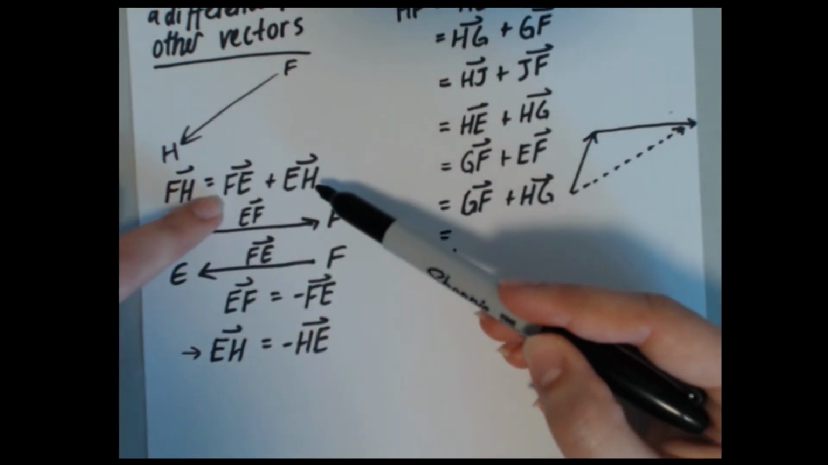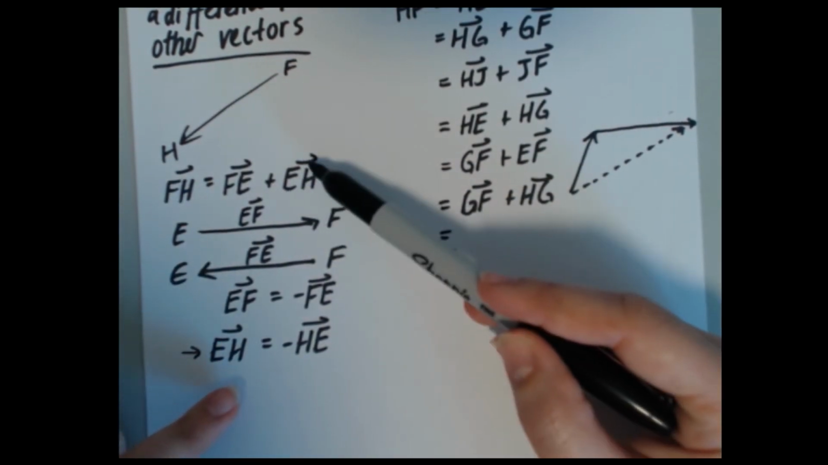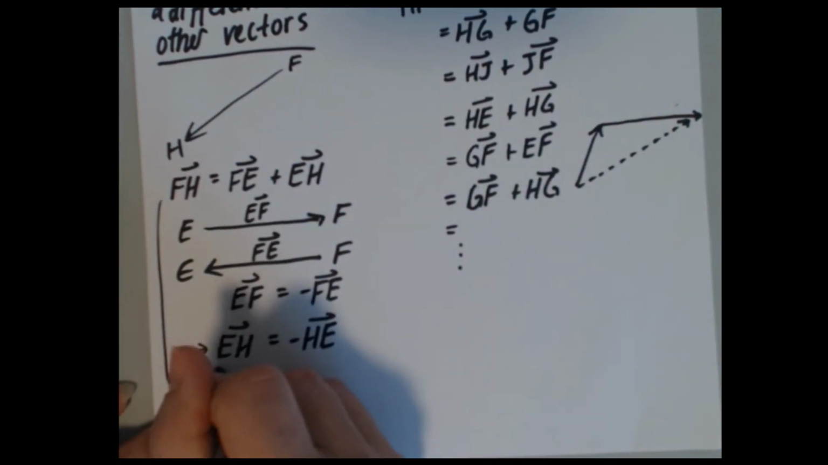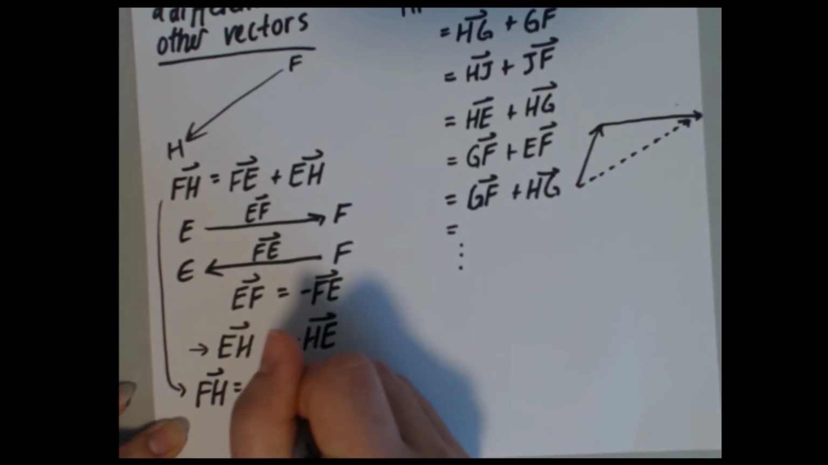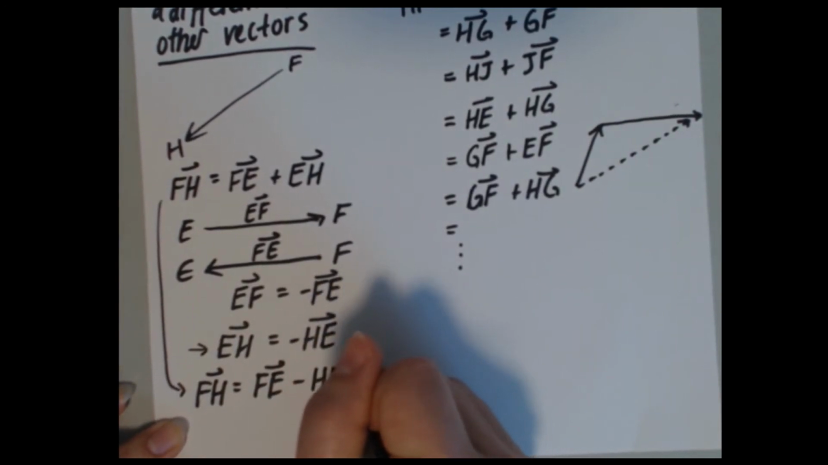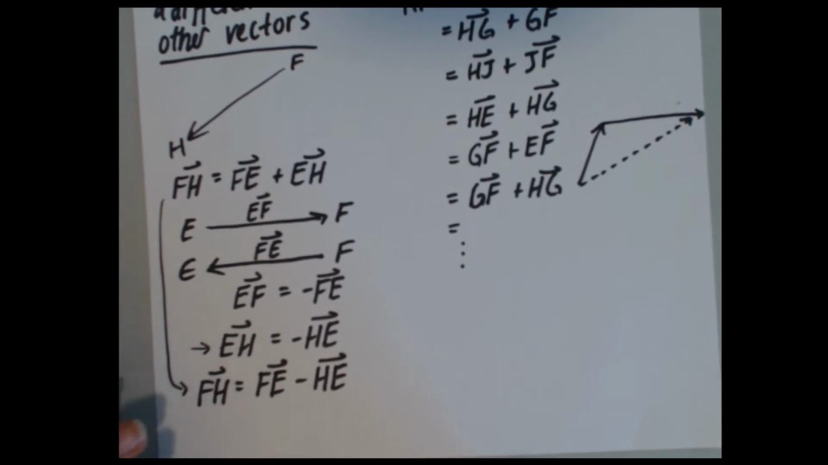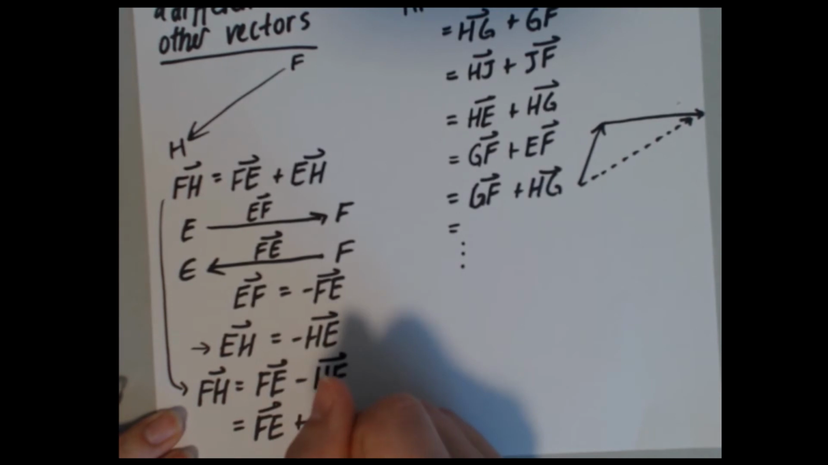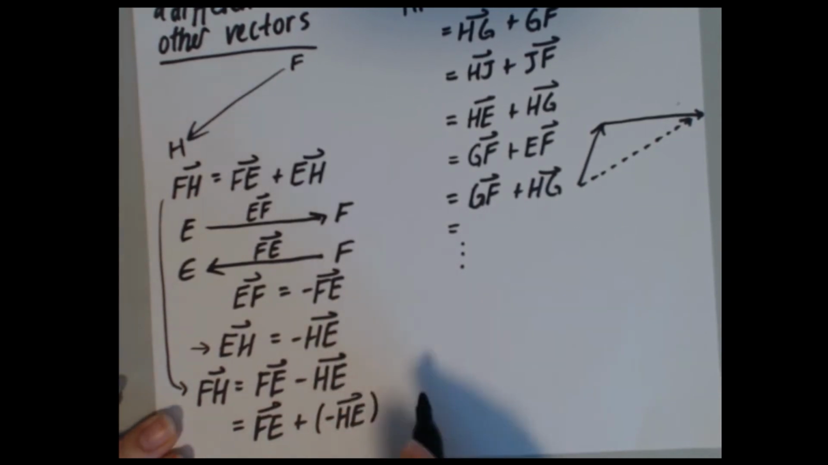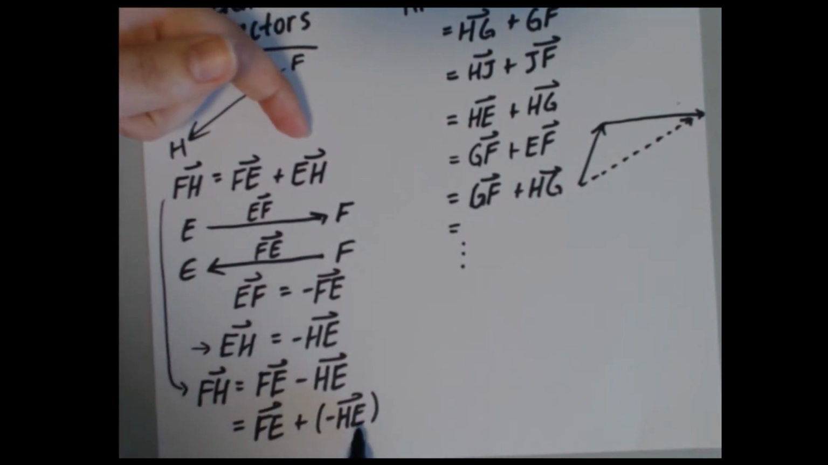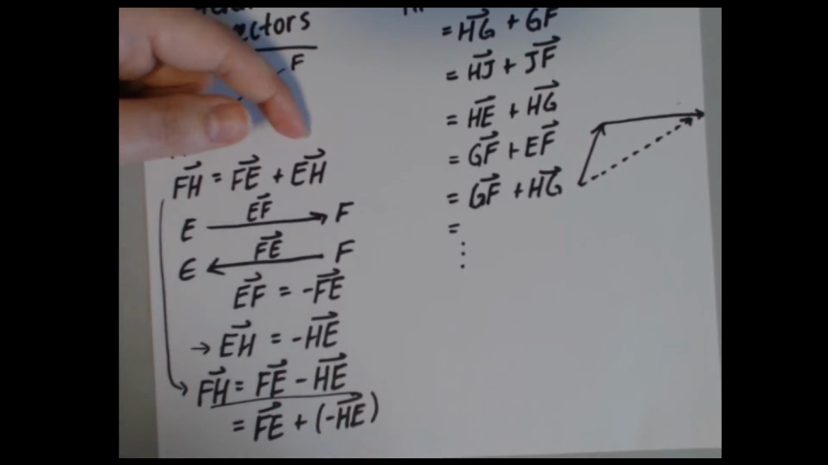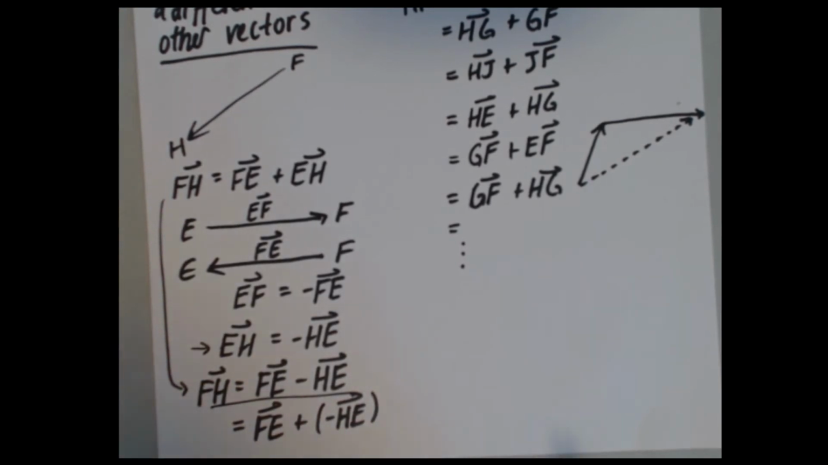Okay, so if I have EH is equal to negative HE, well, guess what? Look here. I've got FE plus EH. If EH is the same as negative HE, well, I'm going to replace that. So FH is equal to FE minus HE. Now, if that was too big a step for you, imagine it was FE plus negative HE, right? Because we replaced the EH with negative HE. So hopefully that's okay. And then from that, you get this expression. All right, so that's how we can come up with a subtraction fairly easily, just using sum of vectors.